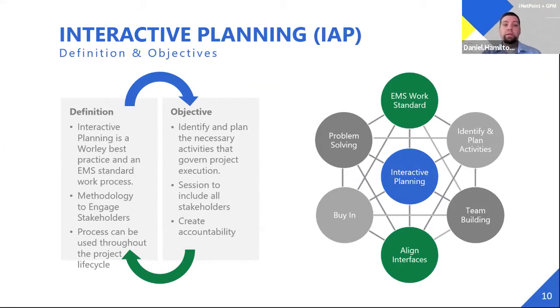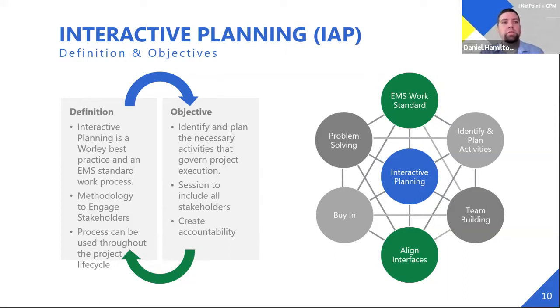Interactive planning, the definition and objectives of what this means. Interactive planning is considered a Worley best practice and our standard within our policies. It is a methodology used on projects to engage stakeholders in a facilitated setting. It is to promote creative thinking and demonstrate out-of-the-box thinking. The process focuses on development of an achievable plan and buy-in from all team members. The output of the process is the beginning of an integrated project schedule that highlights key constraints and identifies major issues that may impact project execution.